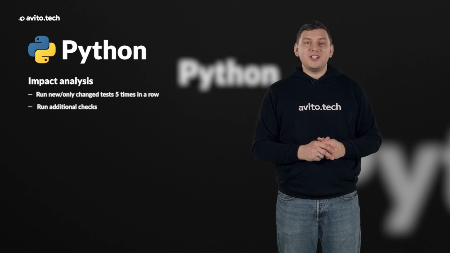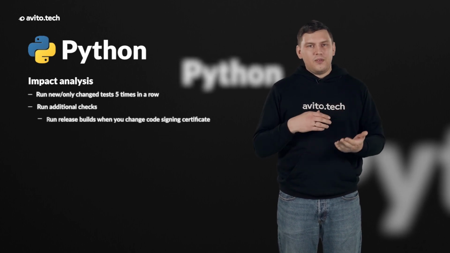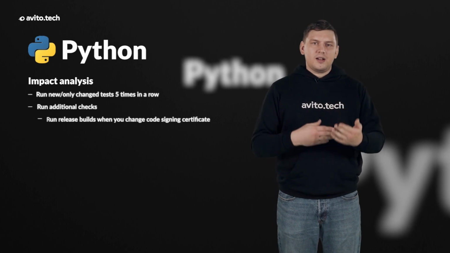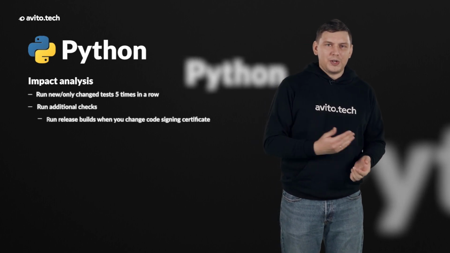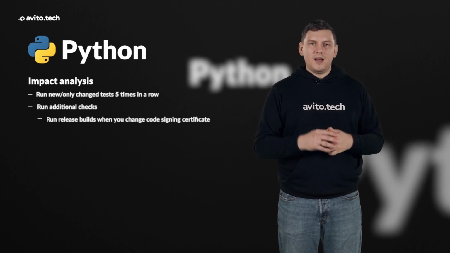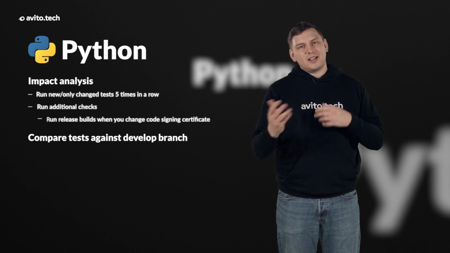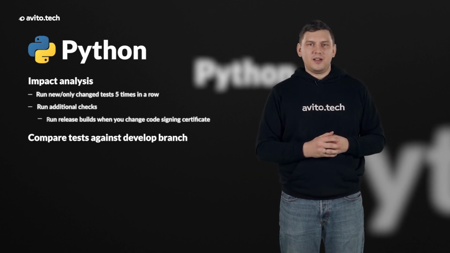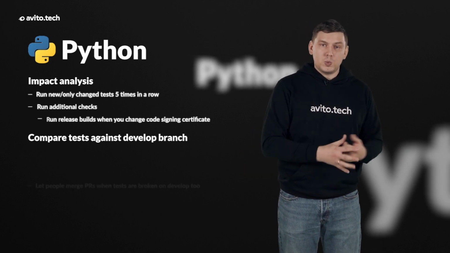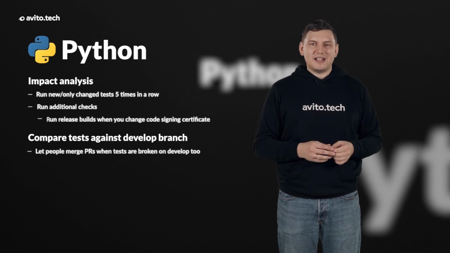We can also run additional checks. One good example would be if a person changes a signing certificate, we can run a release build to make sure it's not broken. Also, if any test fails on a pull request, we can compare it to the develop branch. And if it fails there as well, we can still let people merge their pull requests.